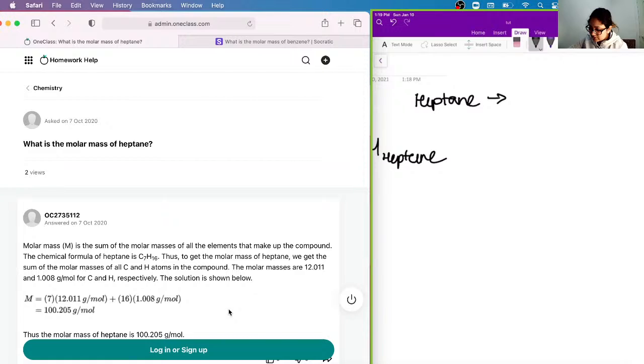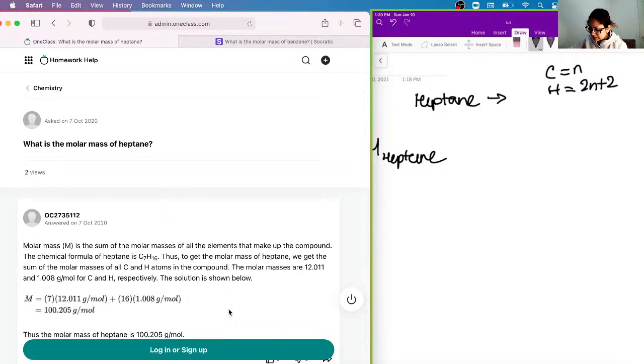So if you guys recall, there's a formula that C is equal to N, H is equal to 2N plus 2. This is without double bonds or triple bonds. So this is when your hydrocarbon molecule doesn't have double bonds or triple bonds. This is when you use this formula.